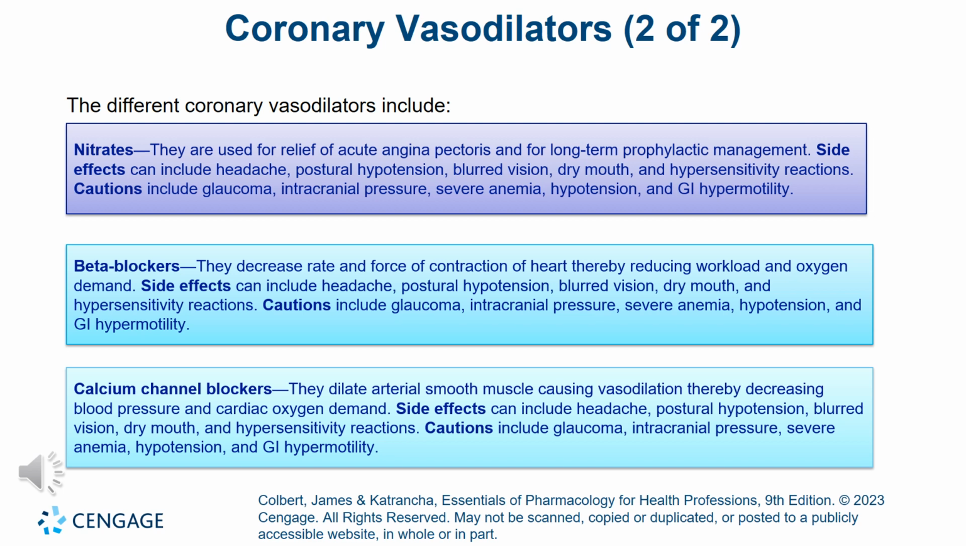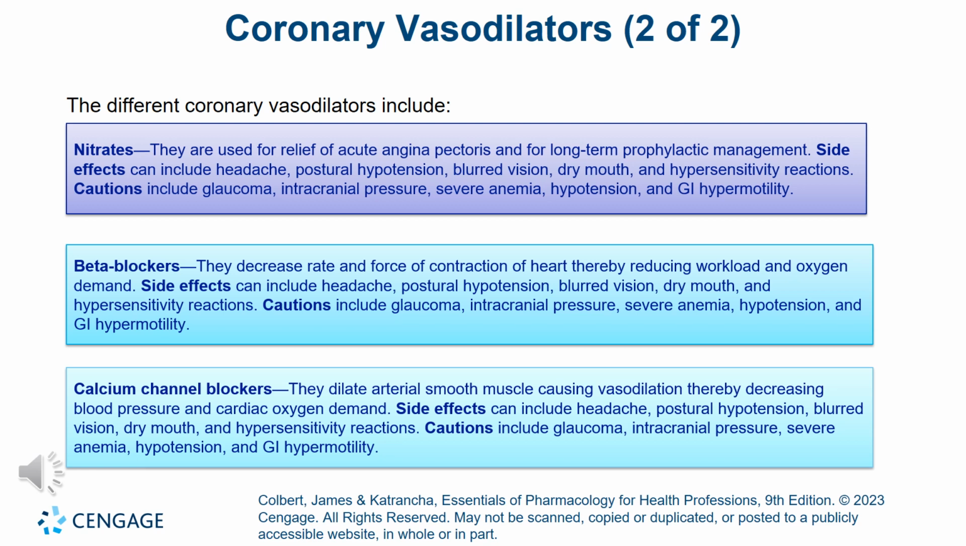Side effects can include headache, postural hypotension, blurred vision, dry mouth, and hypersensitivity reactions. Cautions with the nitrates would include glaucoma, intracranial pressure, severe anemia, hypotension, and GI hypermotility. Some examples of nitrates would be your nitroglycerin, and these come in sublingual tabs or spray. These are common ones. There's also other forms that they can come in as well. There are more. There's more information in your ebook or book regarding this.